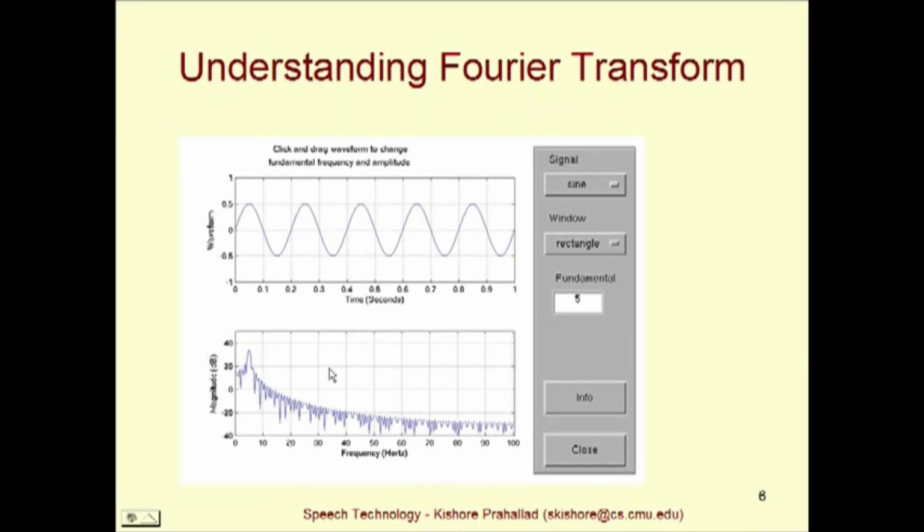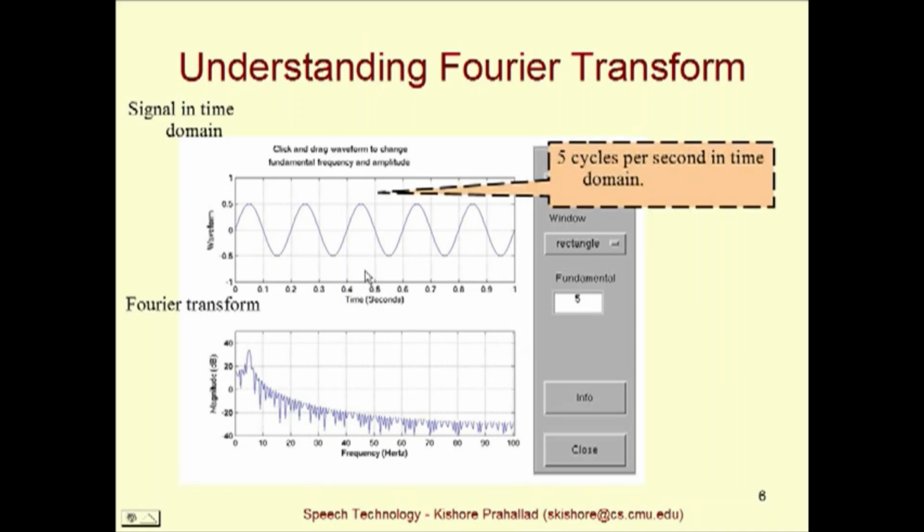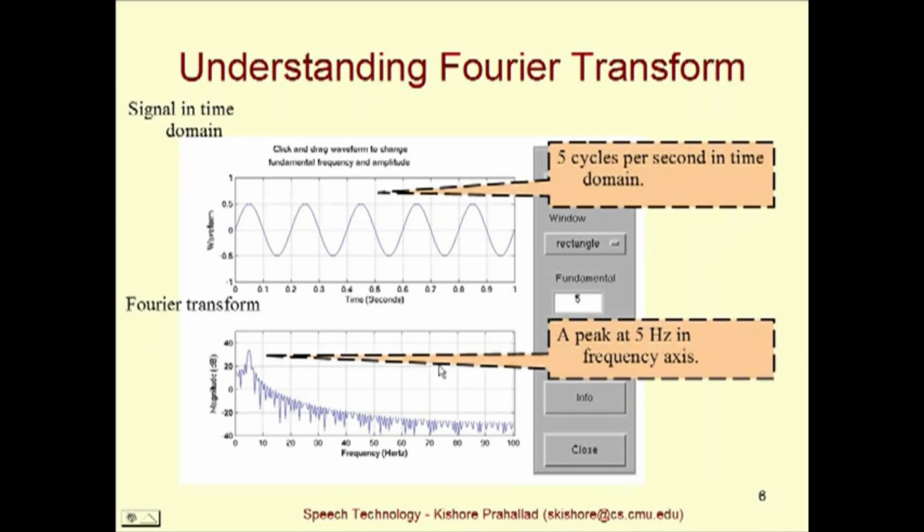So let's look at some more examples. This is a time domain signal here, and this is a Fourier transform of it. We have 5 cycles per second, and what we would expect is a peak at 5 Hz. That's what we get in this case. Since there are 5 cycles here, that is represented in the Fourier domain, or frequency domain, as a peak at 5 Hz. Again, this tail is the signal processing artifact, so ignore this tail and only concentrate on the peak which is obtained at 5 Hz.